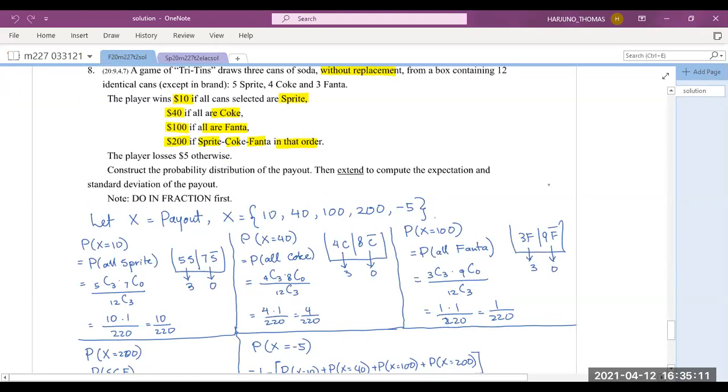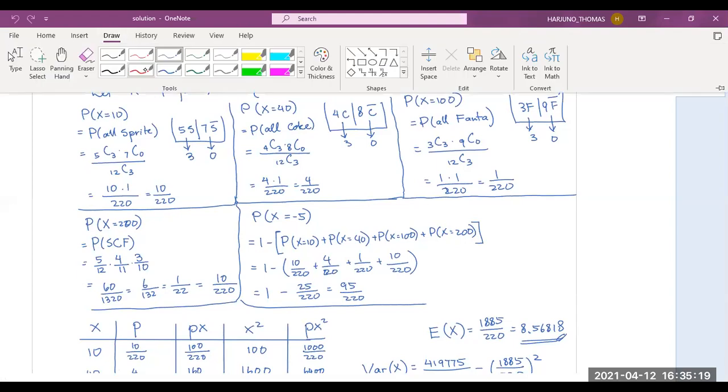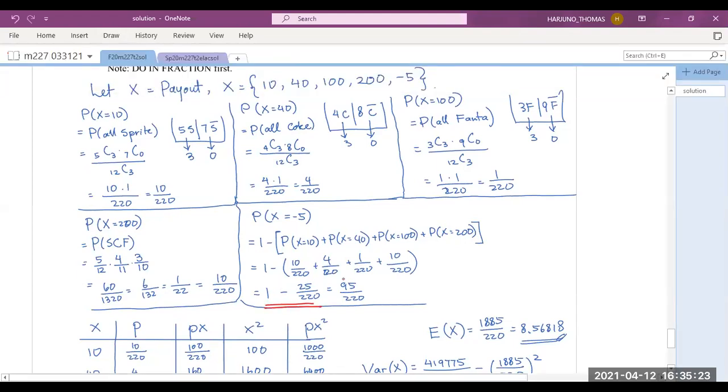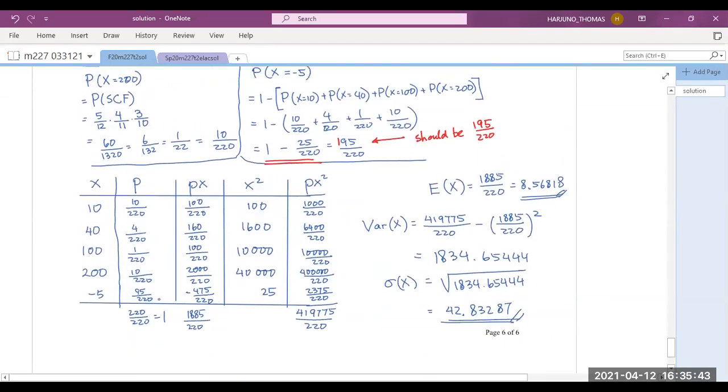I think it's this one, fall 20, number 8. I made a mistake here. Up to here is correct. I made a mistake here. It's supposed to be 195. Okay, should be 195 over 220. So my computation after that will also be incorrect. So this will be negative 975. This should be minus 1385. So everything else here should be corrected.